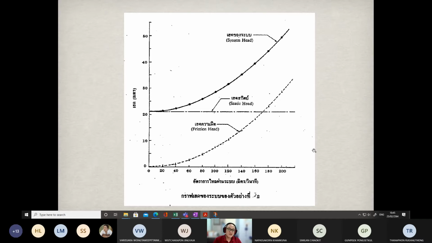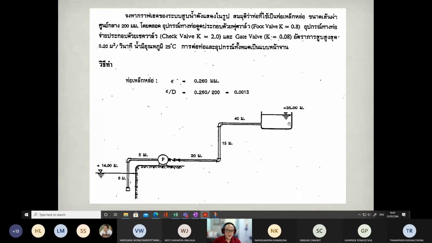The system head curve actually varies depending on the system. If you change the system, the TDH curve pattern will change accordingly. For example, if you shorten this pipe, maybe the minor loss or the major loss can be minimized. So each system has its own TDH curve or HQ curve. The HQ curve we have to establish depends on how we install the pumps and how we install the pipes. It depends on the distance.